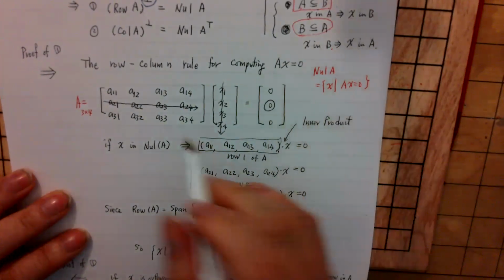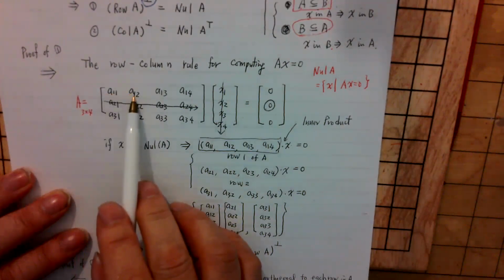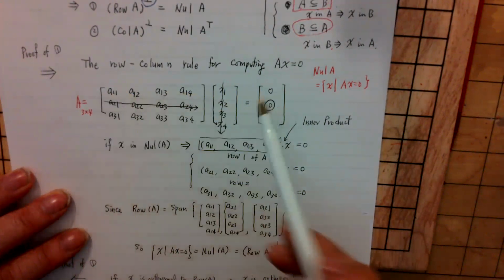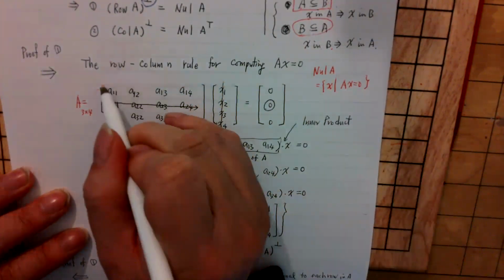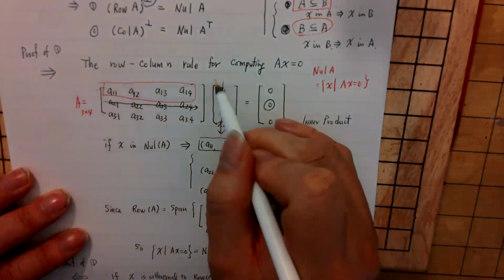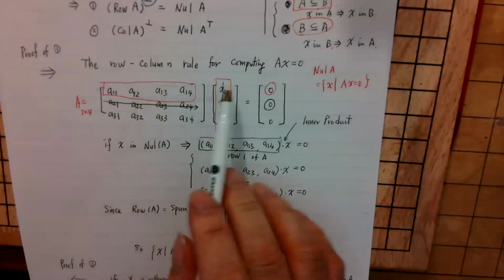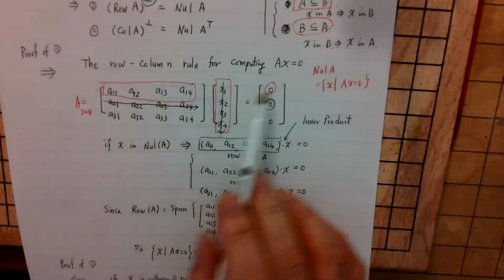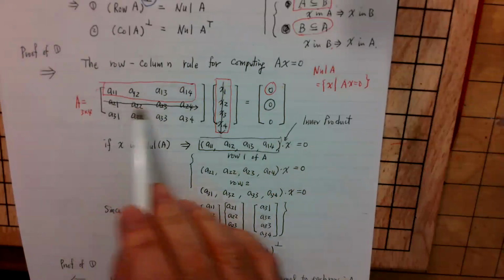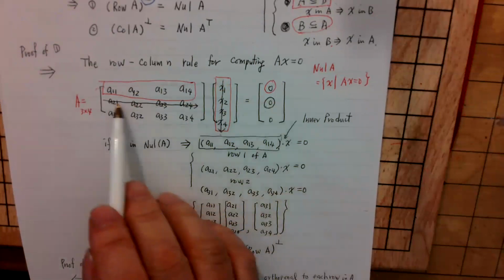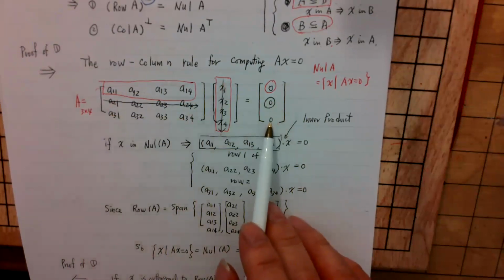So look at here. If this is 3 by 4, a11, a12, a13, a14 times x1, x2, x3, x4. This times this gives me 0. So this is two vectors, and their inner product gives me 0. That means this vector and this vector are orthogonal. Same thing, this times this gives me 0, so this vector and this vector are also orthogonal. This times this are also orthogonal, okay?